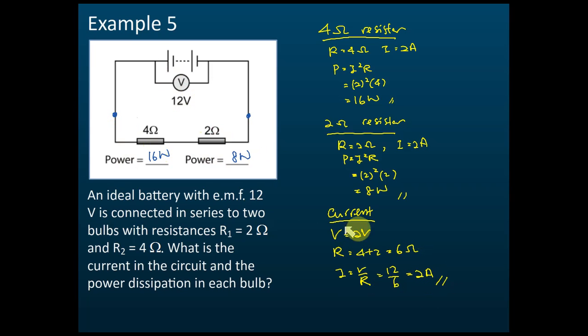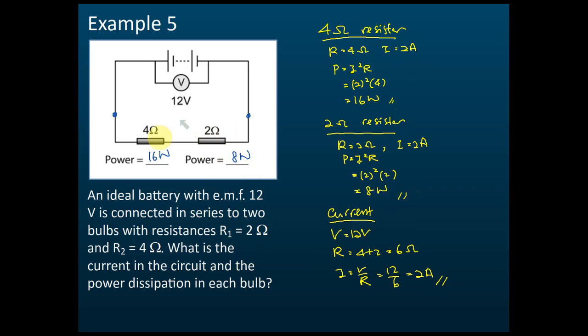So you must find the current first. In this question they ask you to find the current, but sometimes they won't ask you to find the current and straight away ask you to find the power. So always remember, for a series circuit, you must find the current first, then only you can find the power. We find the current, 2 ampere, then we can find the power by using P equals I squared R. So the 4 ohm resistor is 16 watt, the 2 ohm resistor is 8 watt.